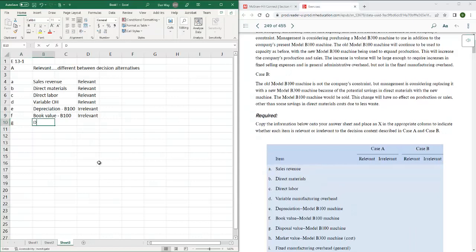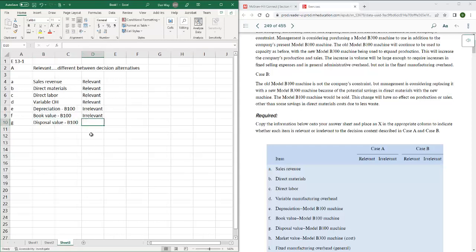Now G was the disposal value of the B100. Now we'd be tempted to think of this as relevant, right? But in this case, we said that the B100 is being used either way. So we're not going to be selling the B100 if we get the new B300. So that's irrelevant. Now, if this case had described us trading in the B100 on the B300, or selling it to buy the B300, then it would become relevant.